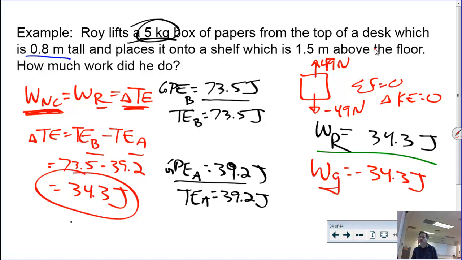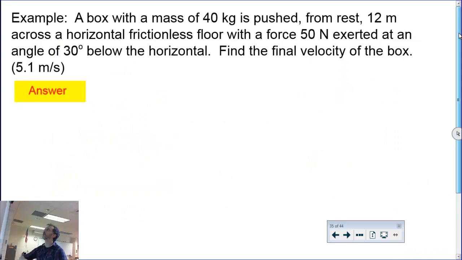All right? So anyway, this is a fairly, I don't know, trivial example. I can't believe I just used the word trivial. But the important thing that I want you to notice here is that it is in fact true that our work done by non-conservative forces was equal to our change in total energy. All right, so let's use this to solve a problem that's a little bit more involved.